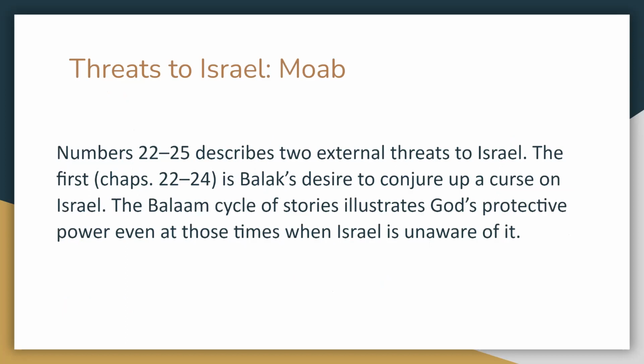Threats to Israel at this time. First is Moab. In Numbers chapter 22, it describes two different threats to Israel. The first is Moab, and the king is Balak, and he desires to conjure up a curse on Israel. So he summons Balaam. Balaam has to come from quite a distance, from the area that would probably today be Syria. Balaam is in a cycle of stories that illustrates that God will protect and have power even at times when Israel is totally unaware of it.